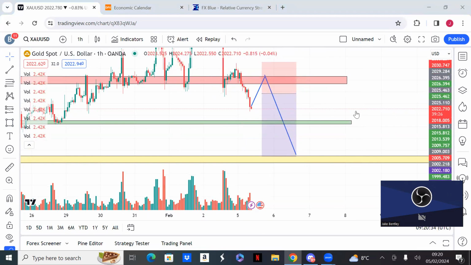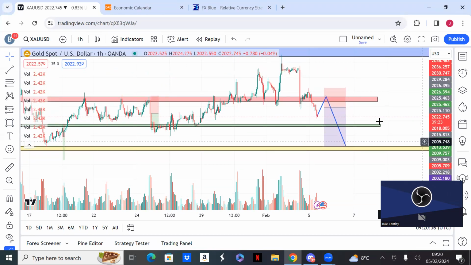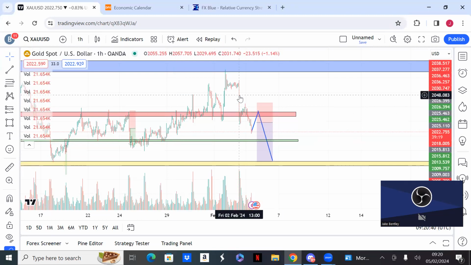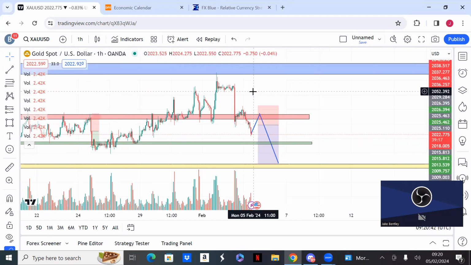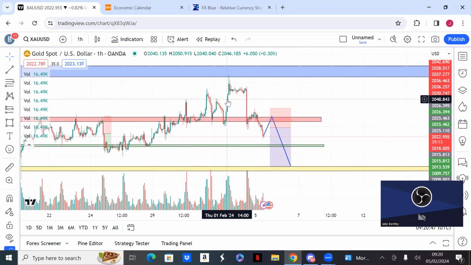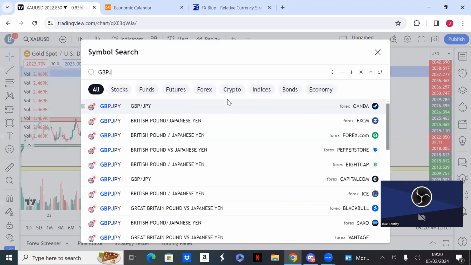Called it. Good, man. Good, good. I'm glad that you're getting the hang of it. So yeah, just literally watching me doing this over time, you will be able to do it. So yeah, there we go. So let's move on to the British pound against the yen.